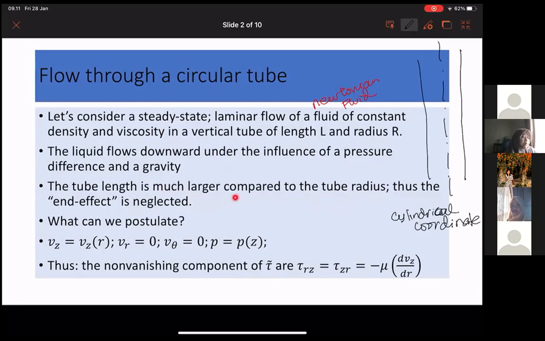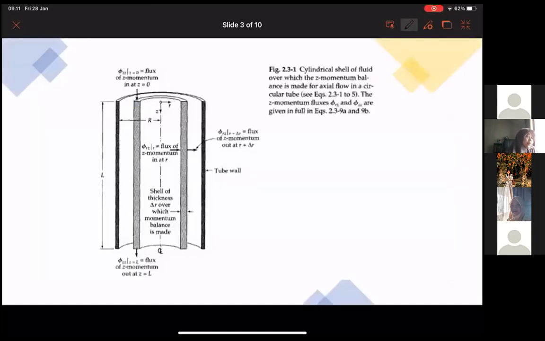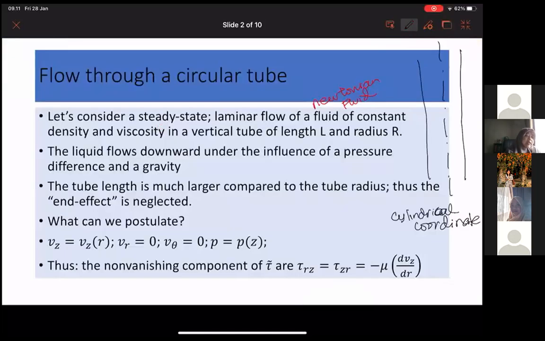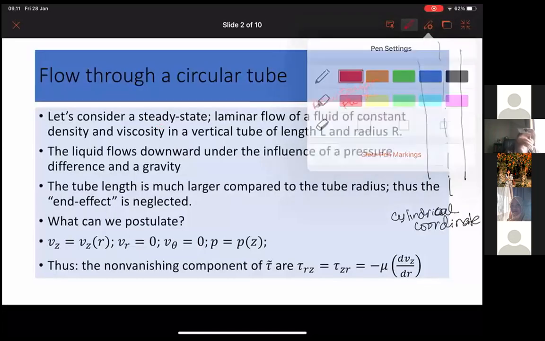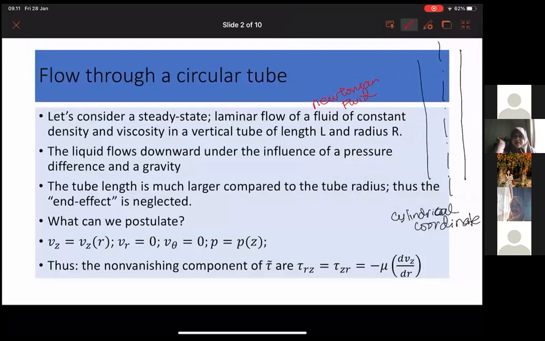Now, what can we postulate? From the previous example of the falling film, we first have to write the coordinates. The coordinate system should be cylindrical, and we put the zero point at the center of the axis line of the cylinder. So let's put it in the middle.